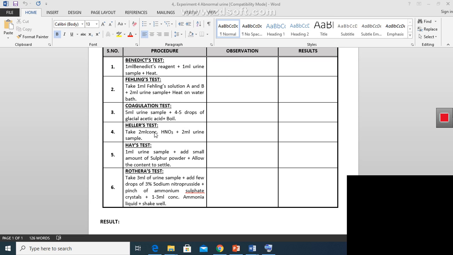And then for the observation, we will observe this test tube and the mixture that is present in the test tube, and we write down the observation and then the result.